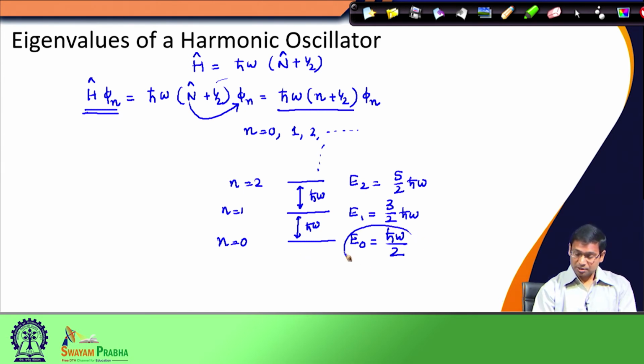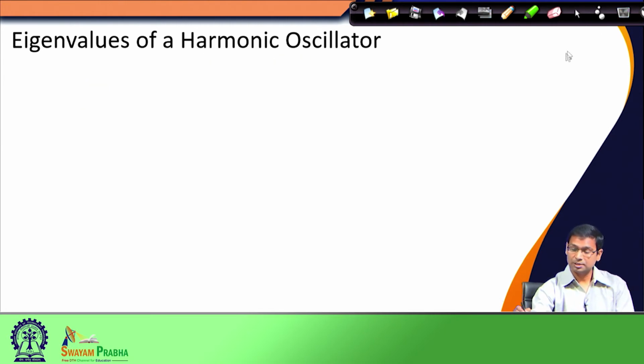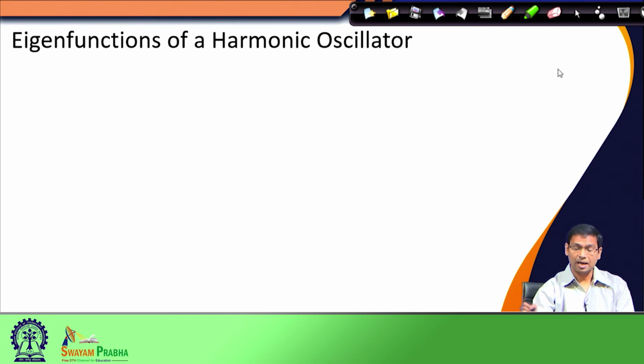The lowest energy of this harmonic oscillator that we see, as I have already mentioned, is called the zero point energy. So, we have now obtained an understanding about the eigenvalues of the harmonic oscillator problem. Now, next what we will do is discuss the eigenfunctions of the harmonic oscillator.